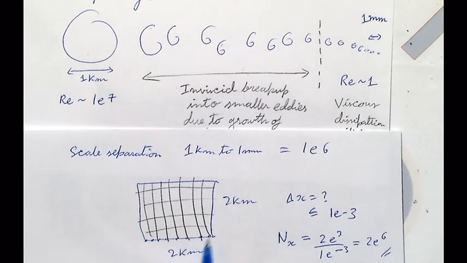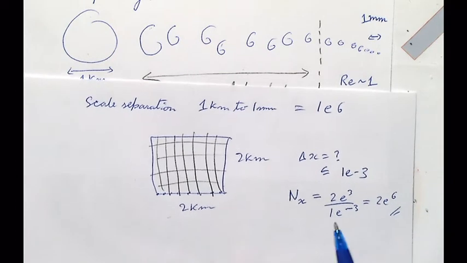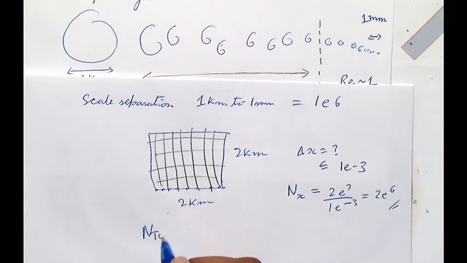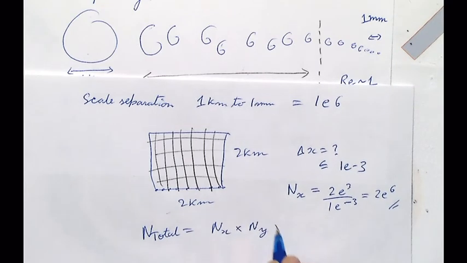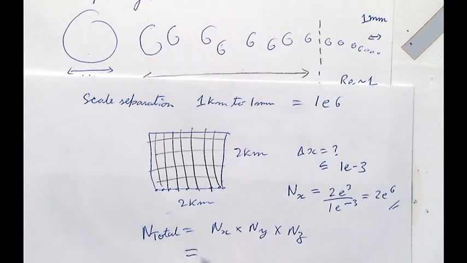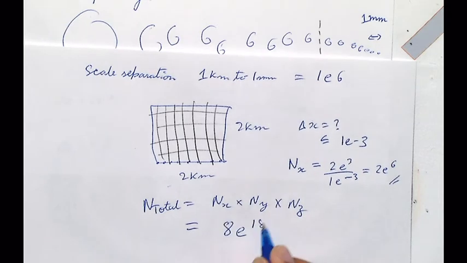In a real simulation, how many directions? 3. How many N total? Like 8e18? Let's say 1e19.